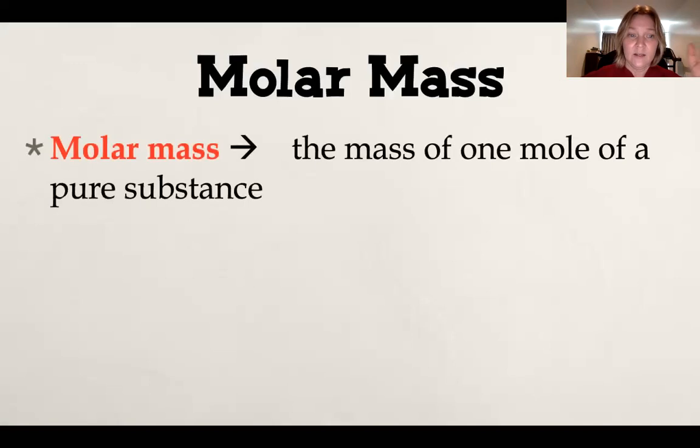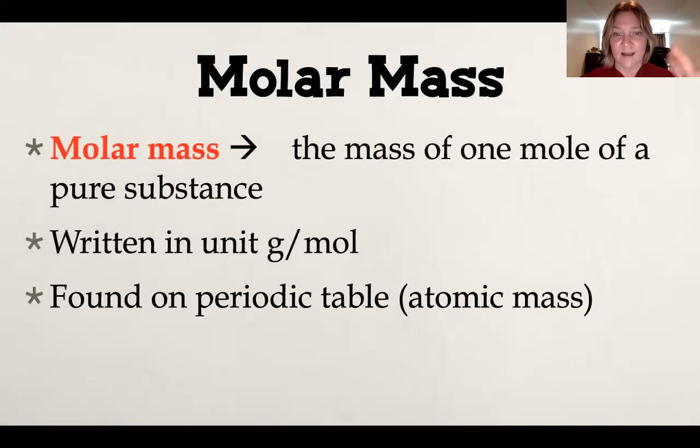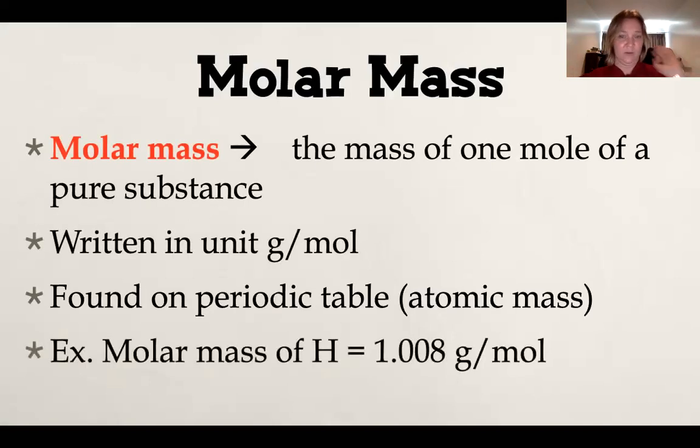But anyway, so you find out in the periodic table, molar mass is the same as atomic mass. So for example, if you have a periodic table, you look at hydrogen, you look at the bottom number and it's 1.008. That represents 1.008 grams per mole. That's the molar mass of hydrogen.